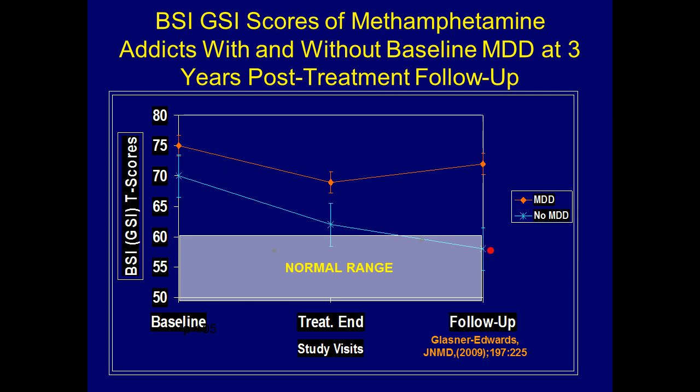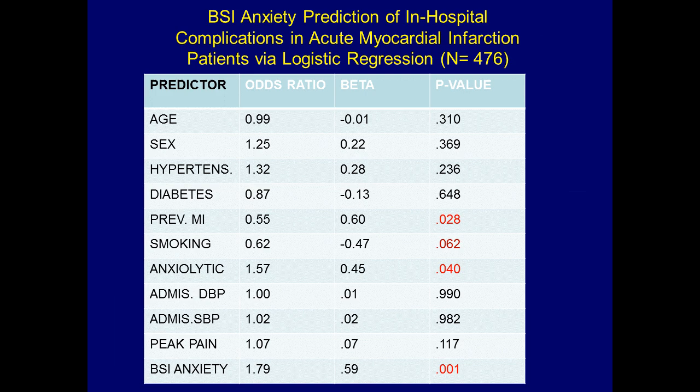And by the 3-year follow-up, they're well into the normal range symptomatically, whereas the patients with major depressive disorder as well as methamphetamine addiction do improve at the same slope or rate, but then regress and by the end of 3 years are almost where they started from originally. So interesting and cautionary, I guess.